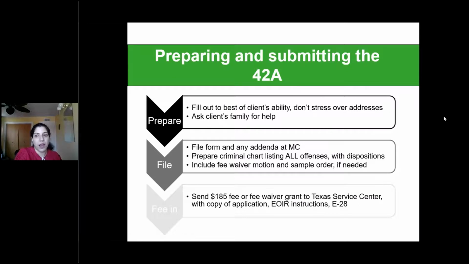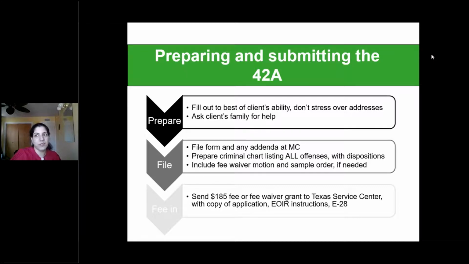Okay, so now on to some of the practical advice. You are going to want to submit the application form, the EOIR 42A, in court. So you would be appearing in detained court. You would be pleading to the NTA and admitting that your client is deportable, and then filing the 42A form.